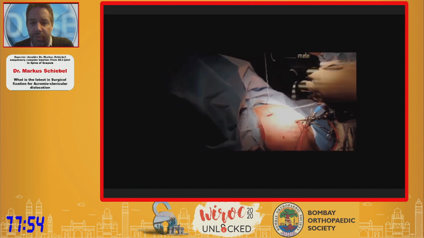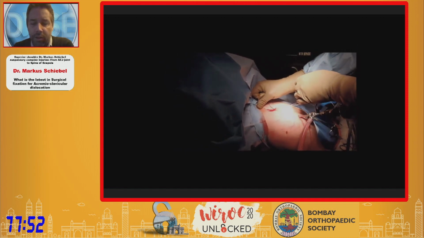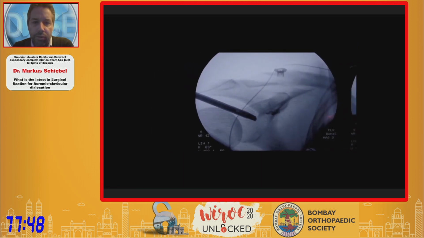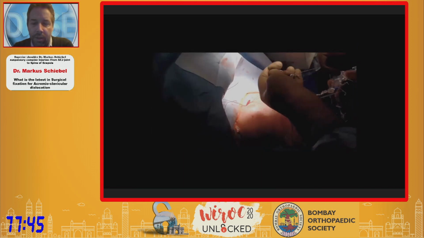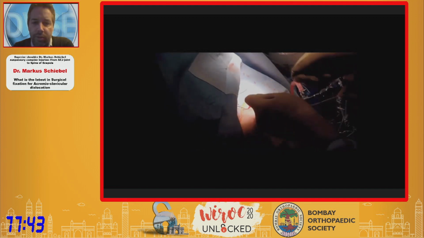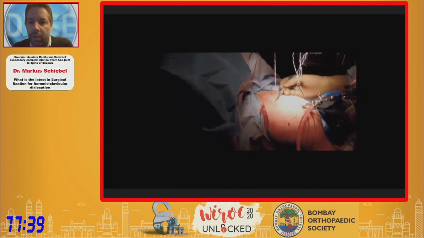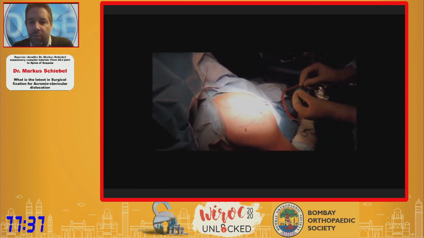Then we use, in fact, a tensioner that is not shown here in the video to over-reduce the clavicle a little bit, 2 to 3 millimeters, as you can see here. And then we do the knot tying. 3 knots you can easily place into the top head button, and then you just cut the sutures. So the CC stabilization is done.